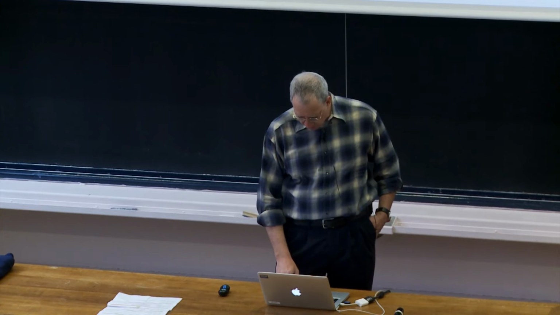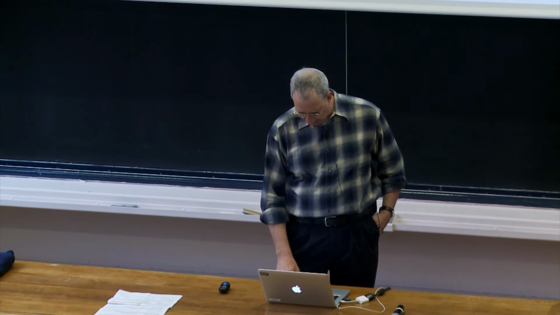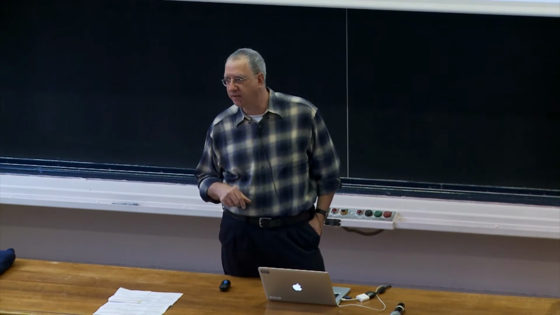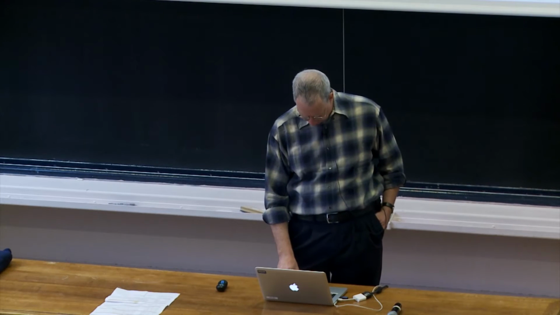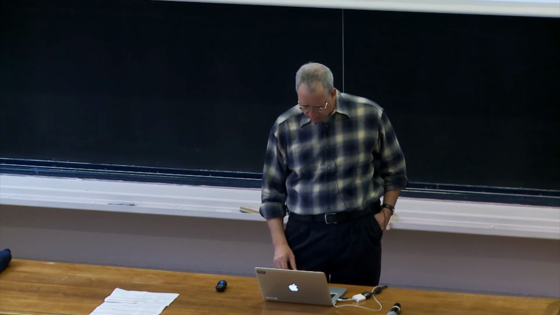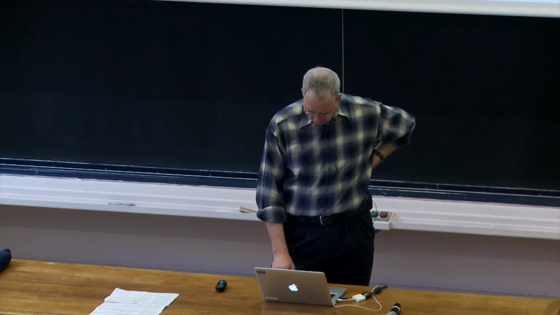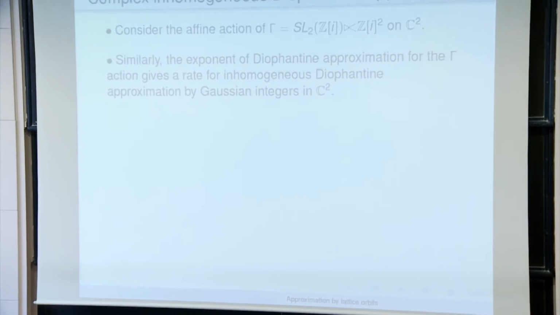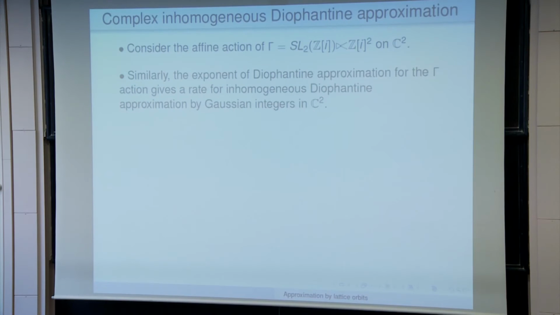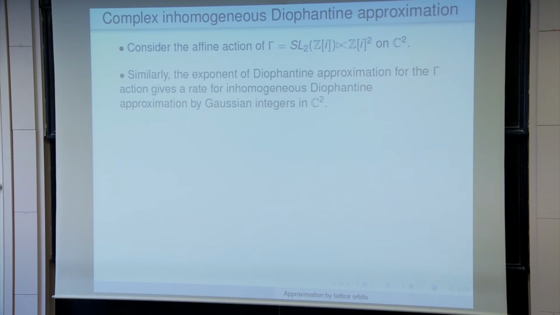Okay, so the upper bound on the size of the solution is optimal, and I emphasize that we're talking about the affine action rather than the linear action. That makes a very big difference in this case for the kind of arguments that we use. Now, let's also consider complex inhomogeneous Diophantine approximation. So we consider the affine action of SL2Zi semi-direct product Zi squared on C squared. And we can ask exactly the same approximation question. We have the orbits of gamma. And here, the exponent of Diophantine approximation for the gamma action gives a rate for inhomogeneous Diophantine approximation by Gaussian integers in C squared. And once again, the best possible rate is given here by kappa equals 1.